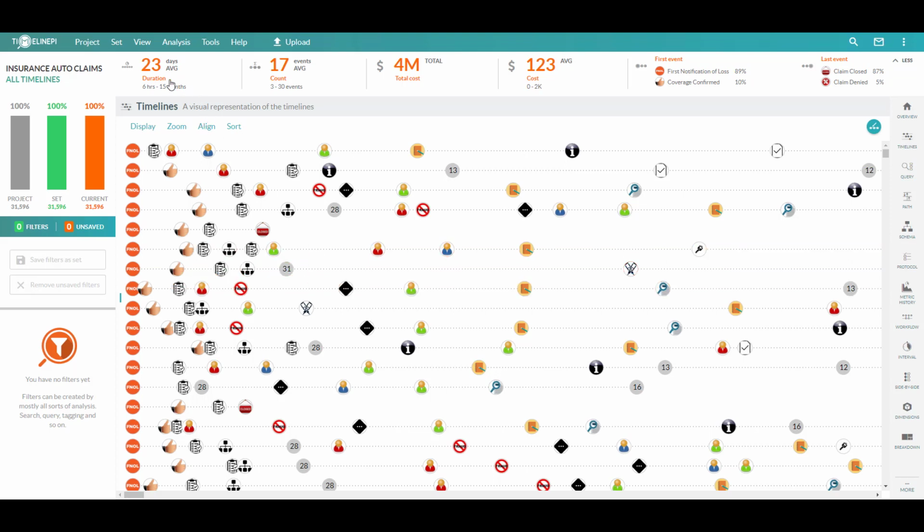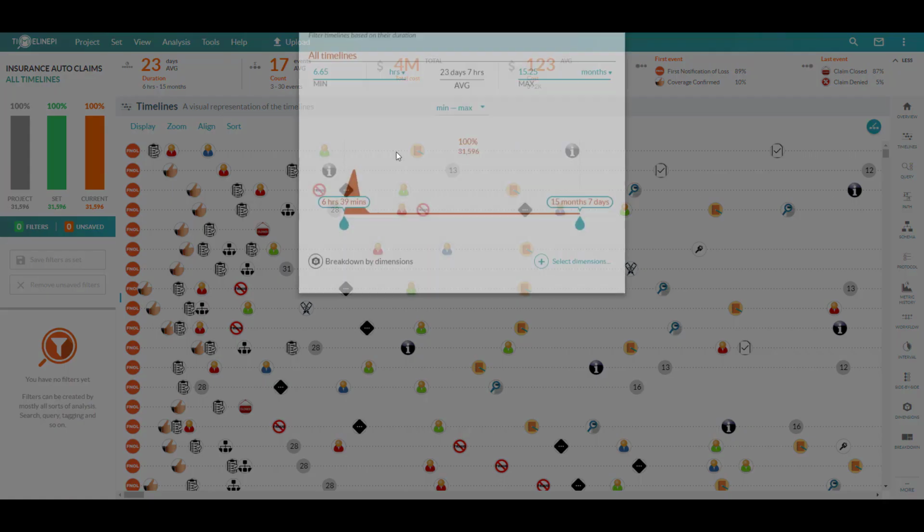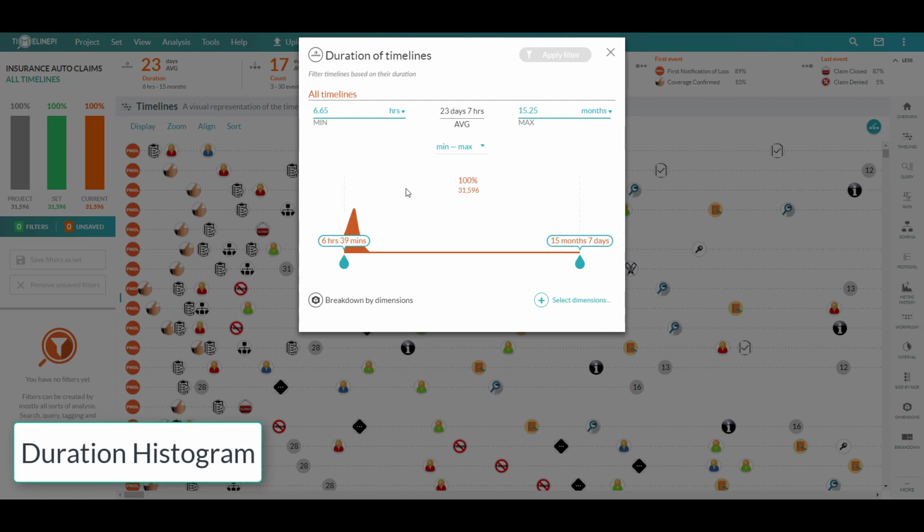So we'll focus on our timing metric, our overall claims duration. On average, we close out claims in 23 days, but it could be anywhere from 6 hours to 15 months, and 15 months is quite a protracted time for a claim to be open in this case. By clicking on this duration metric, I'm presented with a histogram, which shows me all of my claims by their duration, my minimum, my average, my maximum closeout time.